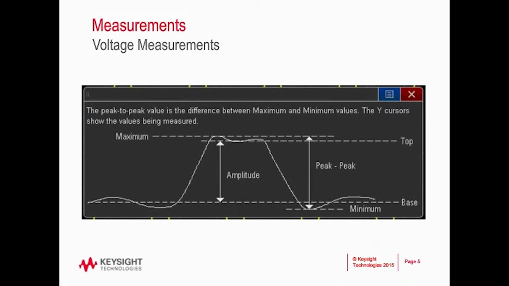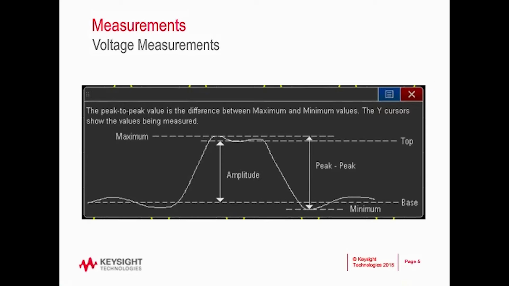The first 6 measurements are absolute and closely related. InfiniVision oscilloscopes feature built-in help text with diagrams for each measurement, which are summarized here. The most popular 6 measurements are maximum, minimum, top, base, amplitude, and peak-to-peak. The peak-to-peak value is the difference between maximum and minimum values.